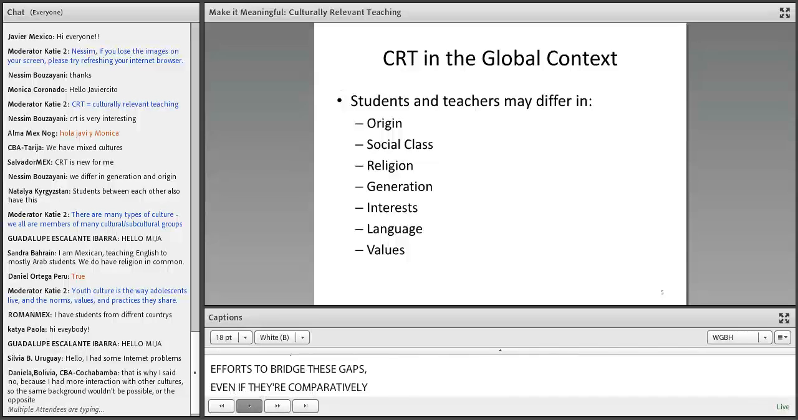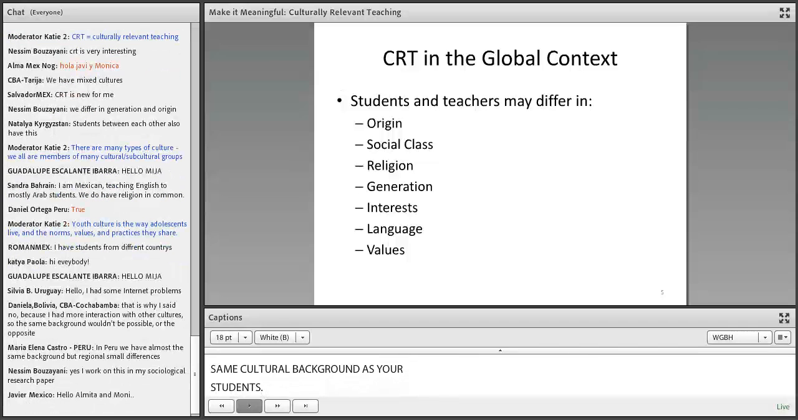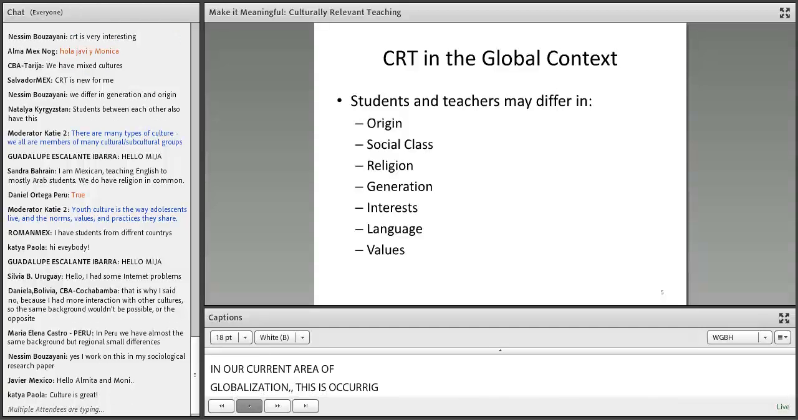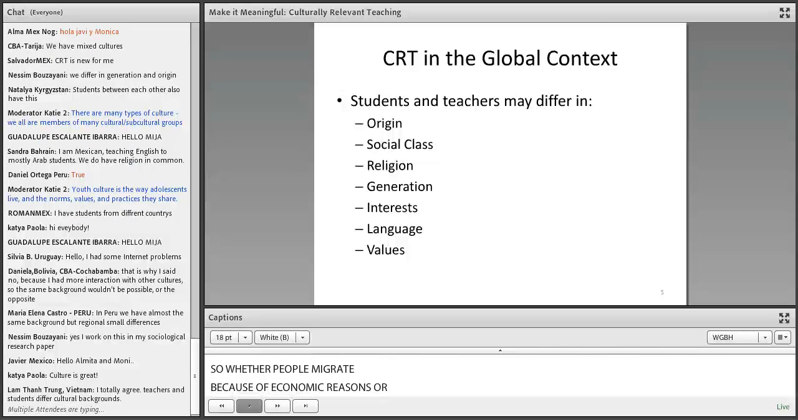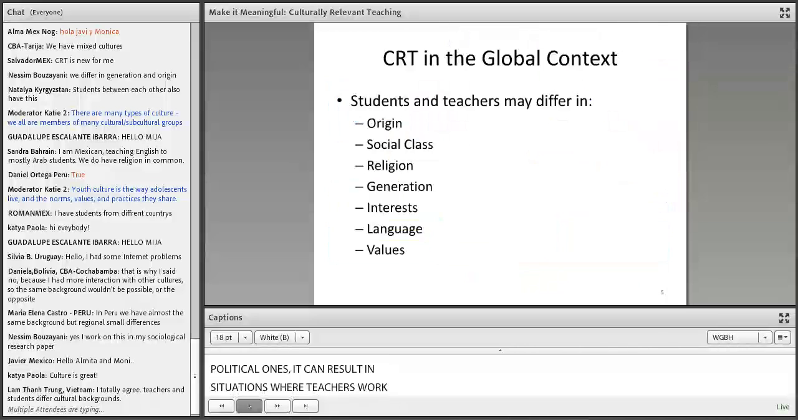Now, about a quarter of you also said that you do not share the same cultural background as your students. In our current era of globalization, this is occurring more often. So whether people migrate because of economic reasons or political ones, it can result in situations where teachers work with students of very different backgrounds from their own.